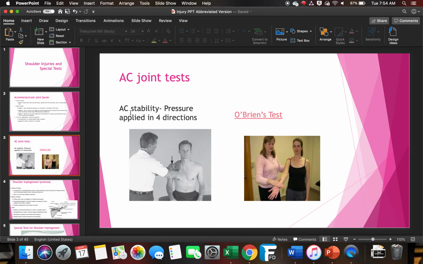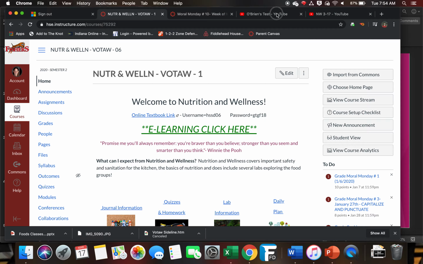So there's 4 tests you would do. So you can see in this one, the AC stability test. So he's just going to apply pressure from the front, from the back, and from both sides. And then the O'Brien's test, we will watch right here.